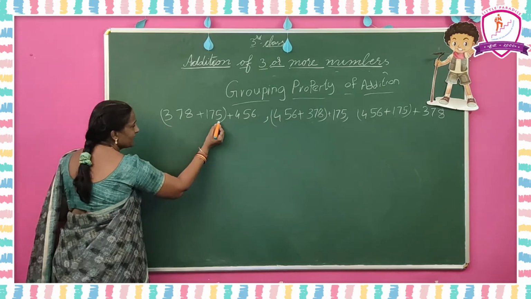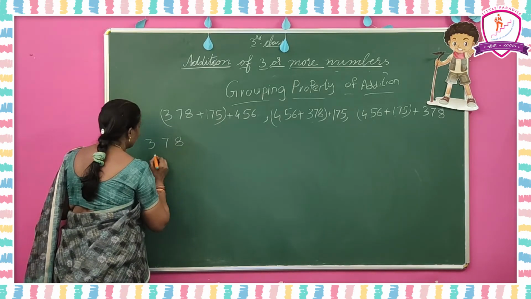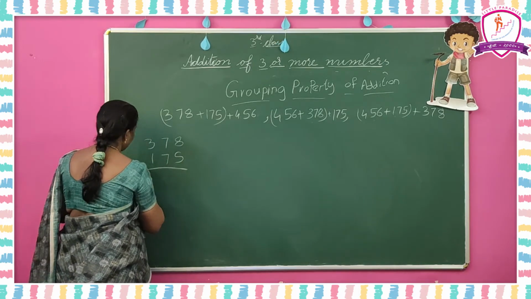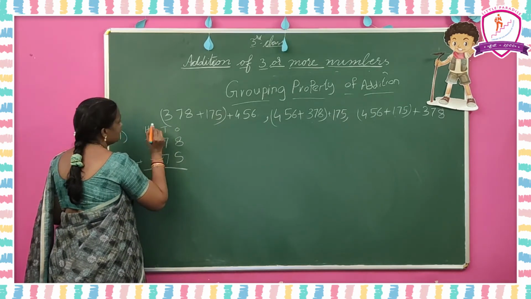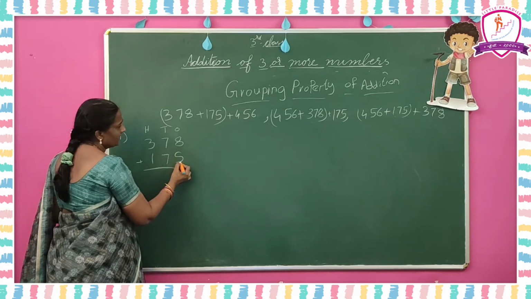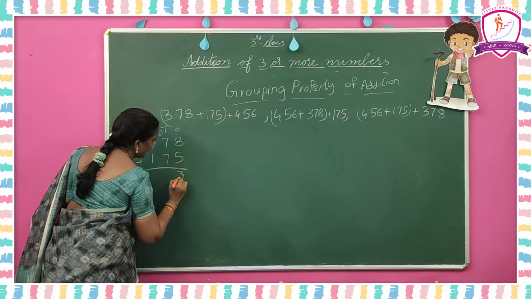First do this addition. 378 plus 175. Take the plus symbol, ones place, tens place, hundreds place. Add the ones place first. 8 plus 5 is 13. 13 means take 1 as carry forward and write 3 here.